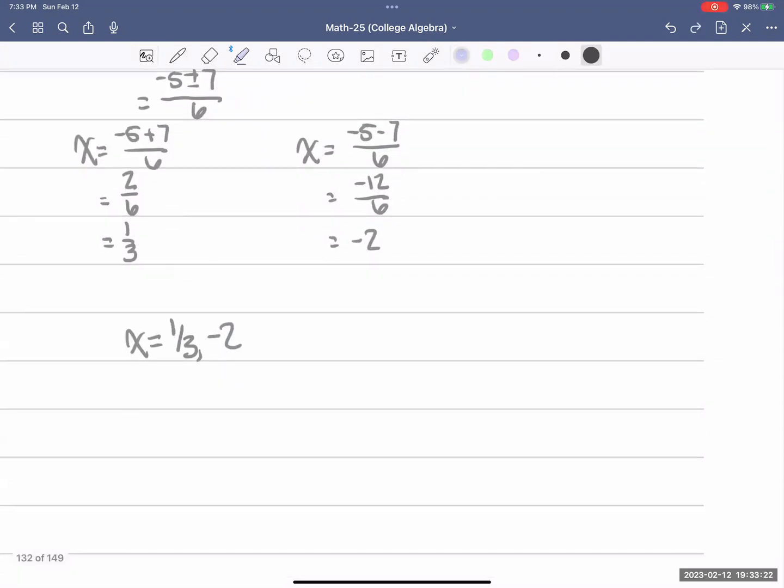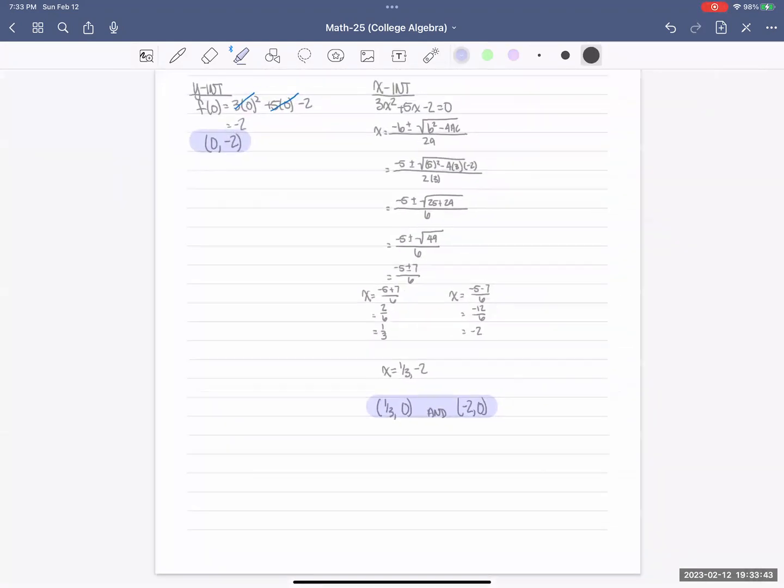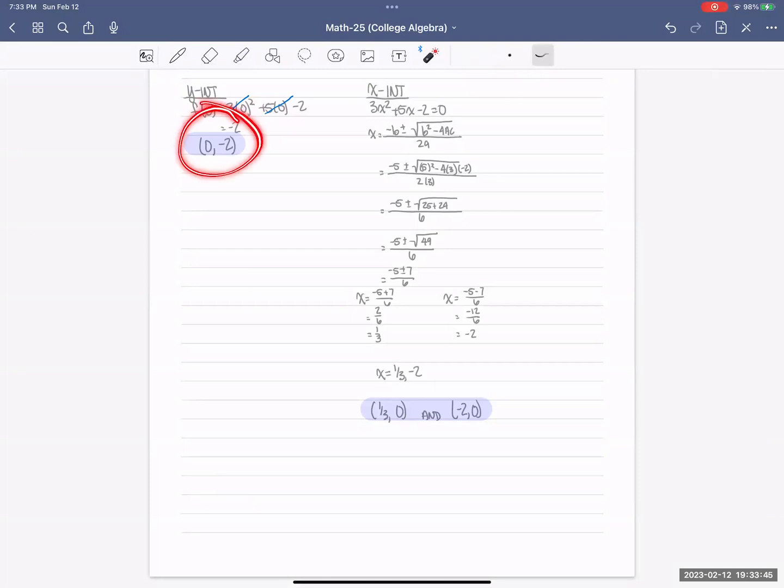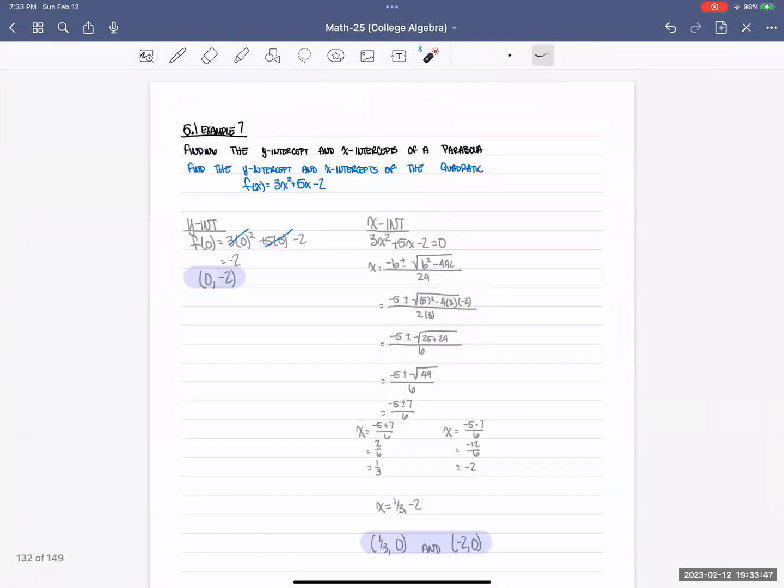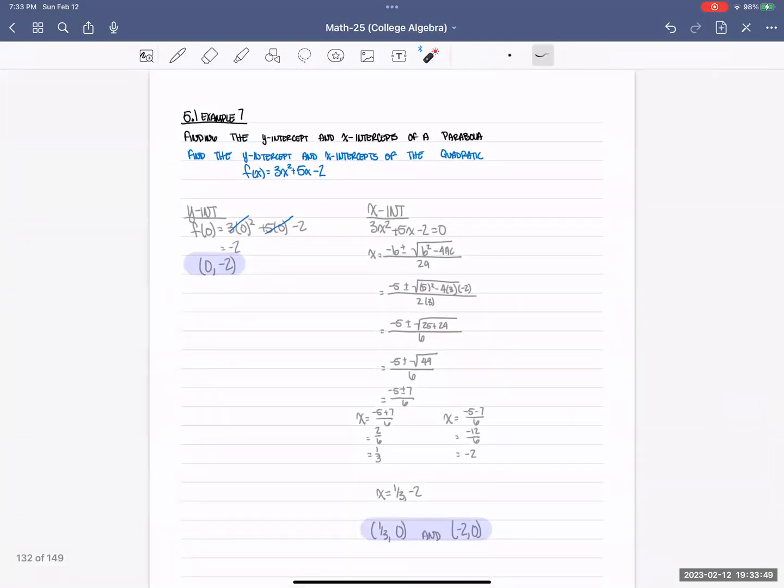Actually, they wanted our x-intercepts and y-intercept. So here our solution is when x is 1/3, y is 0, and when x is negative 2, y is also 0. Those are the intercepts, our x-intercepts. Over here, we have our y-intercept, and that answers everything that they wanted from us.